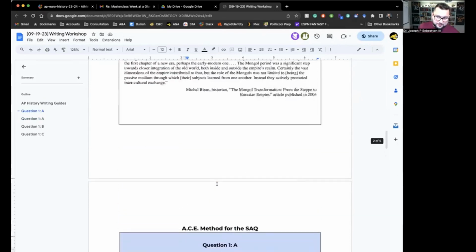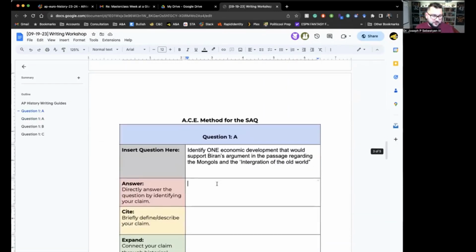We know that the Mongols protected the Silk Road. They used the Silk Road, right? So one economic development that supports Byron's argument is their protection of the Silk Road. That's how you would directly answer the question.